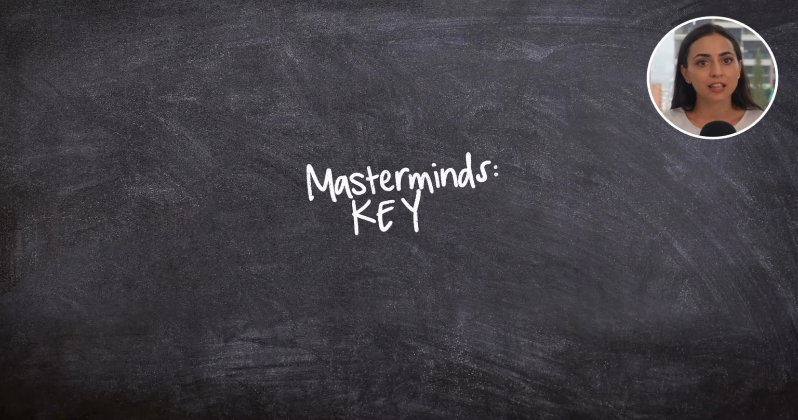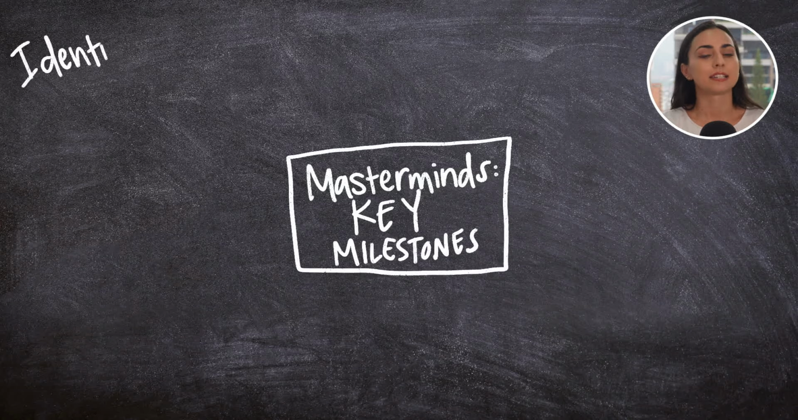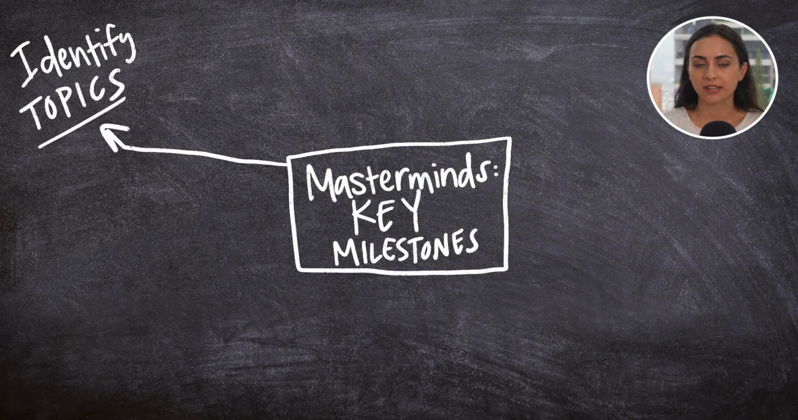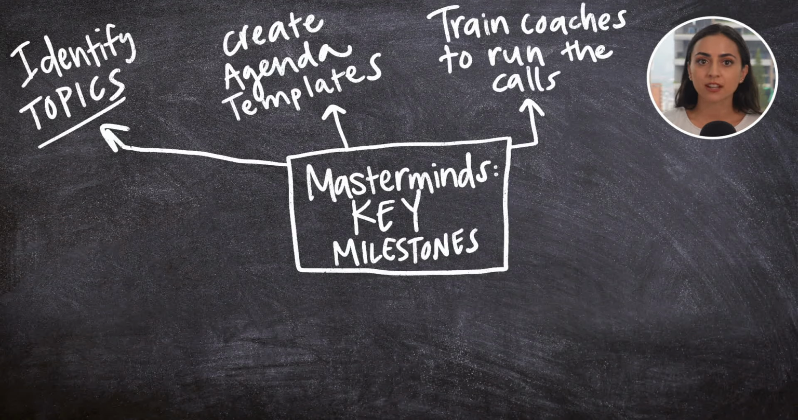For the launch of the Lifehack Tribe Masterminds, the key milestones included: identify the topics of each mastermind, create an agenda template for how the calls would run, train coaches in group facilitation and the specifics of how to lead those calls. By the way, this ended up becoming an evergreen training document with screencasts and SOPs.